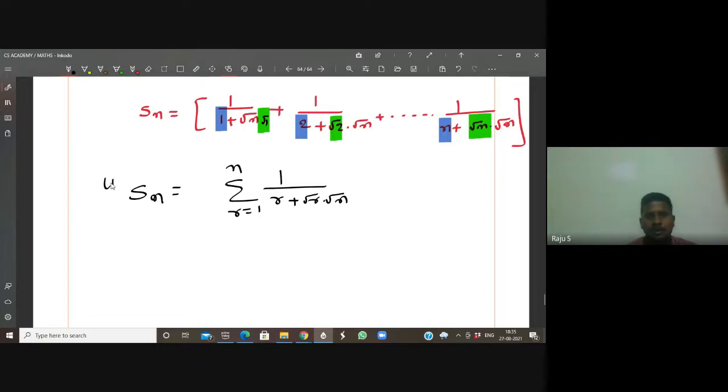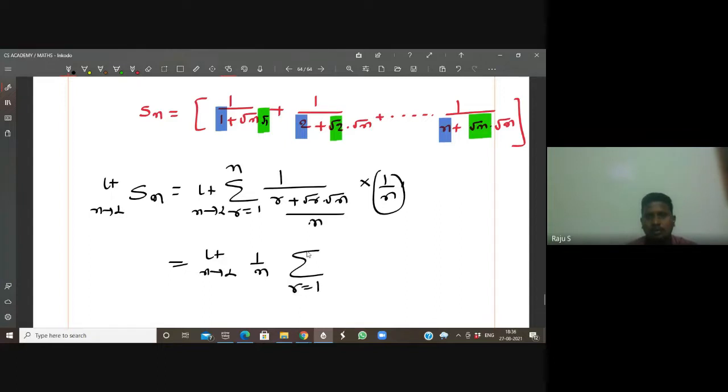But in the question they have given limit n tends to infinity. Here also limit n tends to infinity. But there is no 1 by n. 1 by n is a must in the formula. Is there any 1 by n? No. So what shall we do? Multiply and divide with n. So limit n tends to infinity, 1 by n, you can take it outside, this 1 by n.